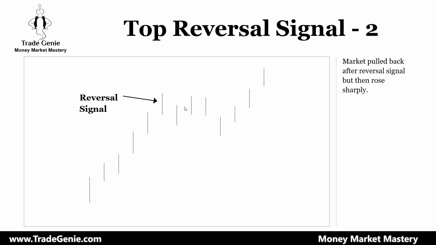Now the reversal signal, let's say the reversal signal appears here, and the market is doing this. So you're waiting for a feeling good moment. The feeling good moment comes here, and you take action. So you took action.